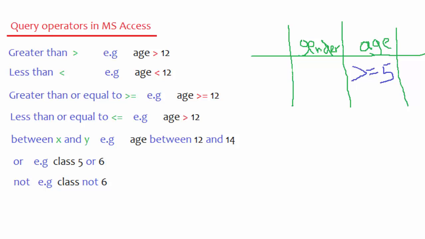And the other way around is to maybe search students who are 5 years and below. For that one we will use the less than sign here, age less or equal to 5. So here I will get the students whose age is 5, 4, 3 and below.